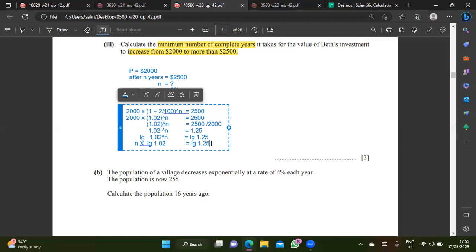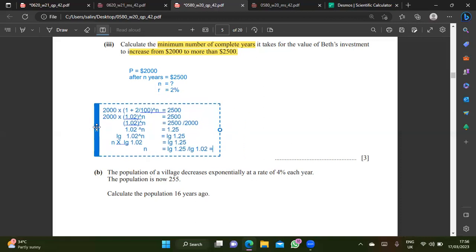Yes, I can. What am I trying to find? I want to find n only. So you just leave n on the left-hand side alone, and then you have log 1.25. And then bring the other log to the other side, so it should be divided by log to the base of 10, lg, yeah, to the base of 10, 1.02.